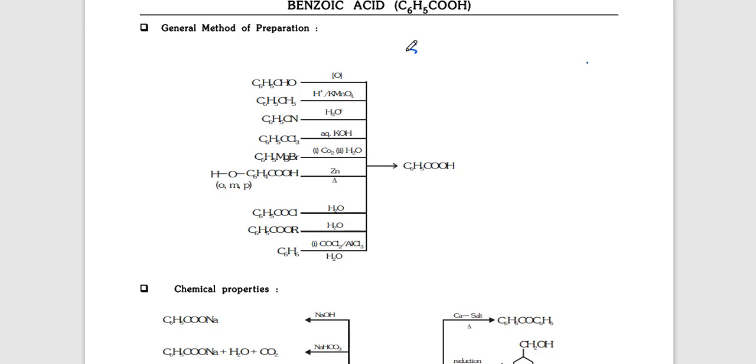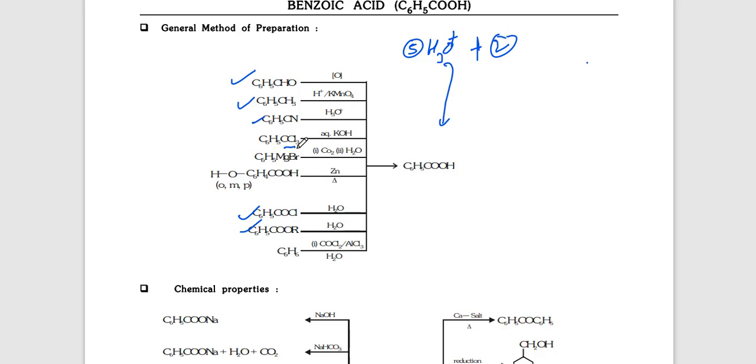So the conclusion is 5 hydrolysis reactions give benzoic acid, and aldehyde and toluene by oxidation give 2 more, so 5 plus 2, total 7. Then this hydrolysis is over.